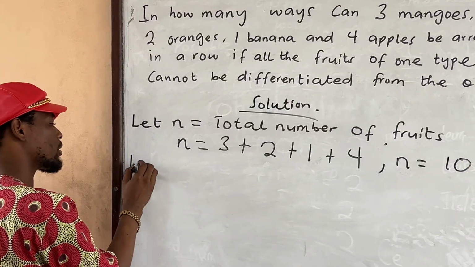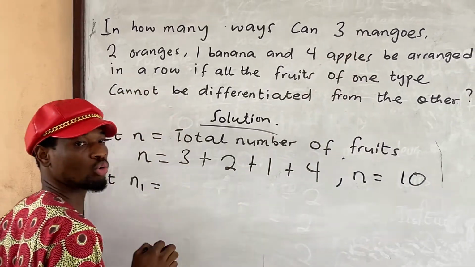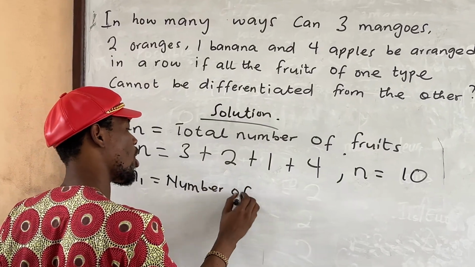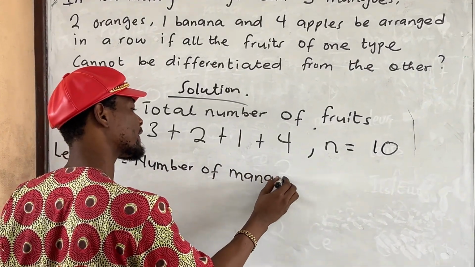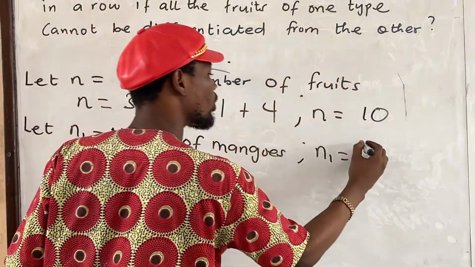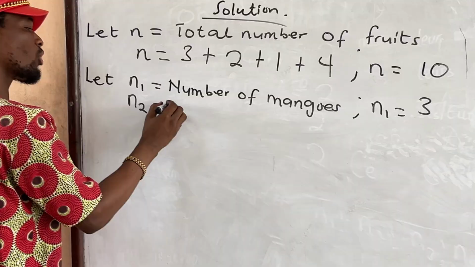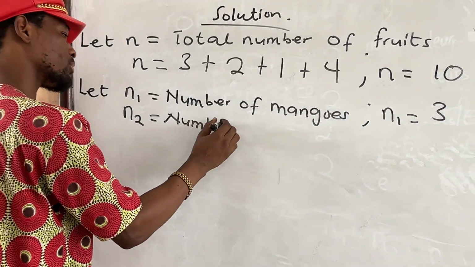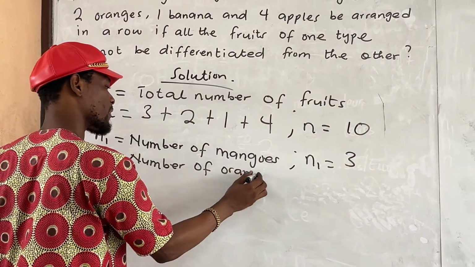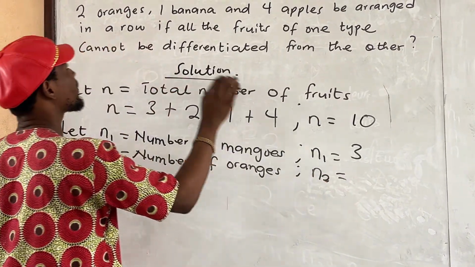Then we say let n1 represent the number of mangoes, which is equal to 3 mangoes. Then let n2 be equal to the number of oranges. So we said let n2 denote that, which is equal to, how many oranges do you have there? 2.